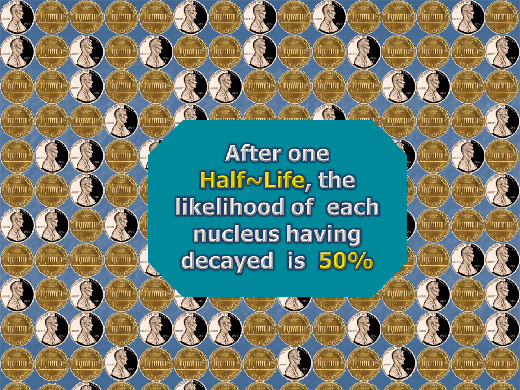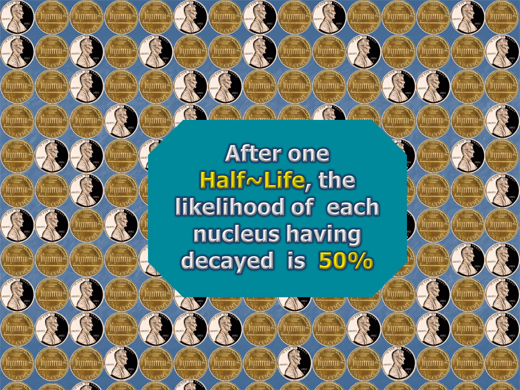Do you see what's happening here? We're seeing a statistical process, sort of a statistical rate, 50-50% odds that you're going to get heads and tails each time you flip. So each time you flip the coins, it would be like having another half-life, going the amount of time, like for carbon-14, 5,730 years. So after one half-life, the likelihood of each nucleus having decayed is 50%.